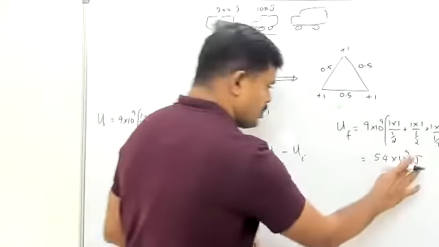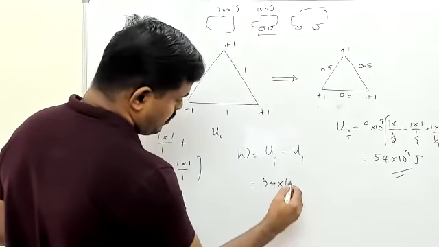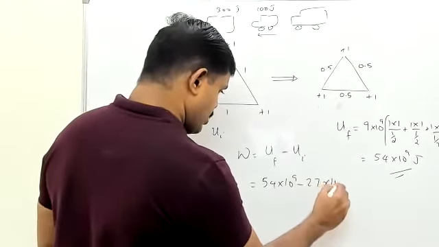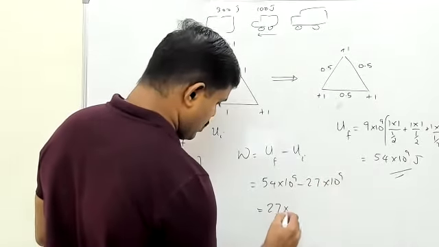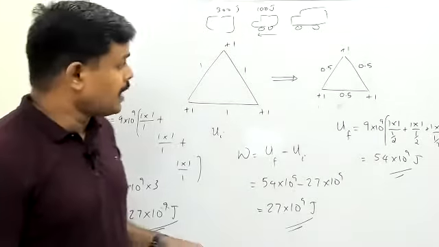Now that you got both the initial and final energy, you can put them over here. 54 into 10 power 9 joules is the final, minus initial 27 into 10 power 9. So that will give you 27 into 10 power 9 joules. Did you understand? I'll repeat one more time.